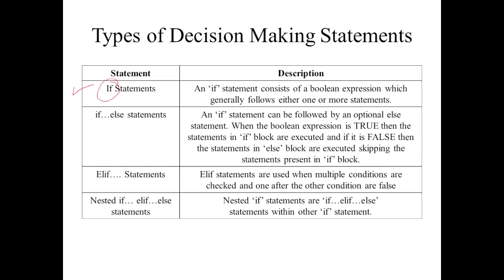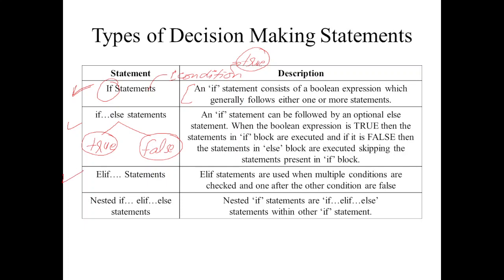First is the if statement. An if statement has only one condition. Whenever this condition becomes true, then only a specific block is executed. If the condition becomes false, then no block is executed, and that is why this is called an if statement. The next situation is the if else statement. An if else statement has two blocks of code followed by it. The first block is executed when a condition becomes true, and the second block is executed when the condition becomes false.